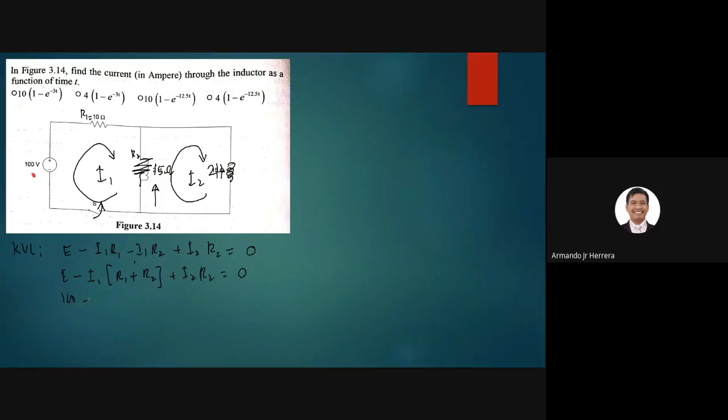E is 100 minus I1 times the sum of resistances 10 and 15, that is 25, plus 15 I2 is equal to 0. Simplifying by transposing this negative 25 I1 to the right side, and 15 I2 to the right side of the equation gives 25 I1 minus 15 I2 is equal to 100. This can be simplified by dividing it all by 5. So that's 5 I1.